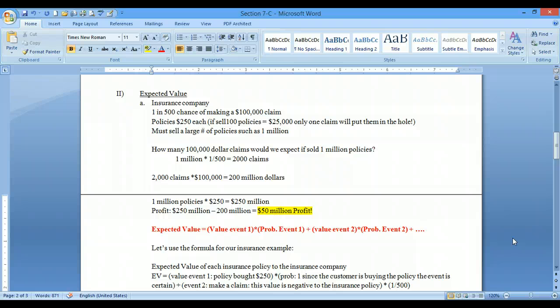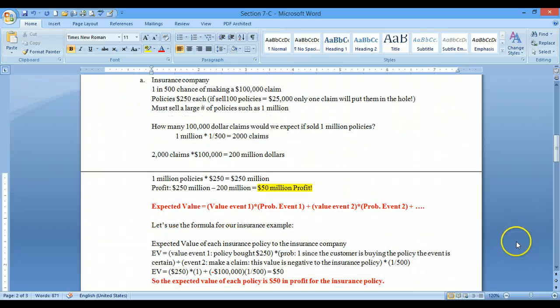Let's go ahead and use our formula on our insurance example just to show how it works. So the expected value of each insurance policy to the insurance company. I need to figure out what is the value of event 1. Well, event 1 would be the policyholder buying the policy. So if I'm the insurance company, that $250 is coming into my bank account, so it's a positive $250.